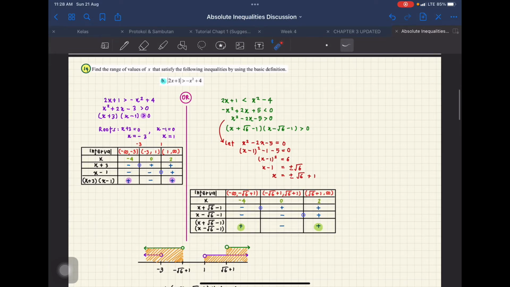Find the range of values of x that satisfy the following inequalities by using the basic definition. So for this one, dia memang dah cakap dekat sini by using basic definition kan. Memang kita akan terus guna basic definition lah. Alright, so kita punya step number 1 is to make sure that our modulus is the only thing left on our left hand side. Only modulus on left hand side. Sekarang ni dah settle, dia dah siapkan untuk awak modulus sahaja kat sebelah kiri. Then you just have to use the basic definition to eliminate the modulus.